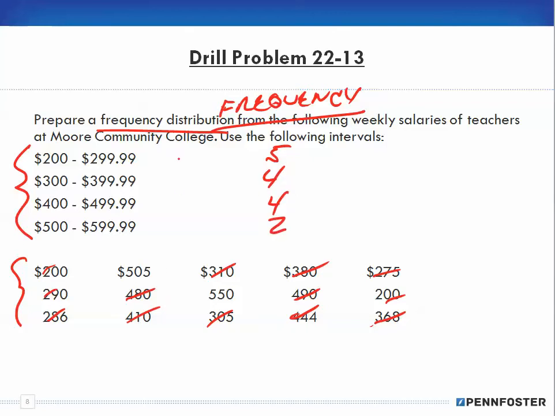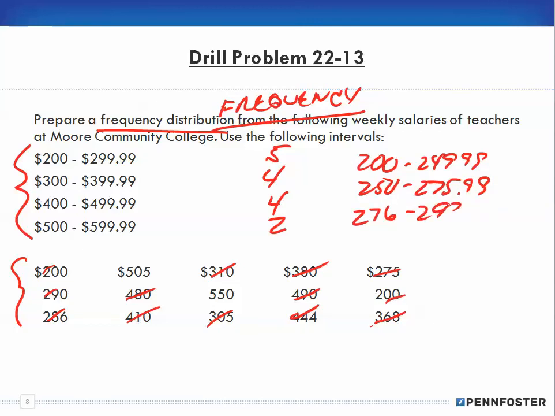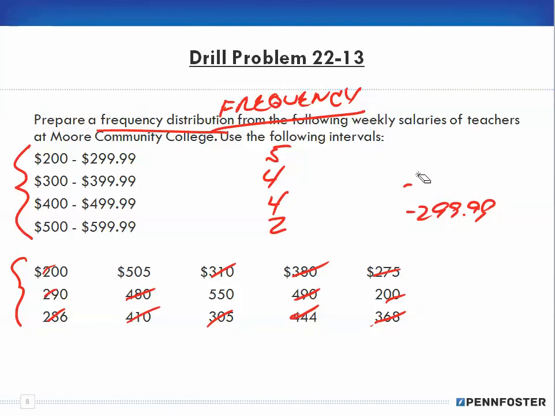I wouldn't have gone through making all of the tally marks. I mean, you could do it, but I wouldn't have done it that way because it was just easier to do it this way. Now, if it was more difficult, let's say your ranges were, say, 200 to 249.99, and then 250 to 275.99, and then 276 to 299.99. And so if it was broken down into much finer increments, then maybe I might have used the tally marks. But because I can easily see that this was 200s, 300s, 400s, and 500s, all I needed to do was just go through and count them up.